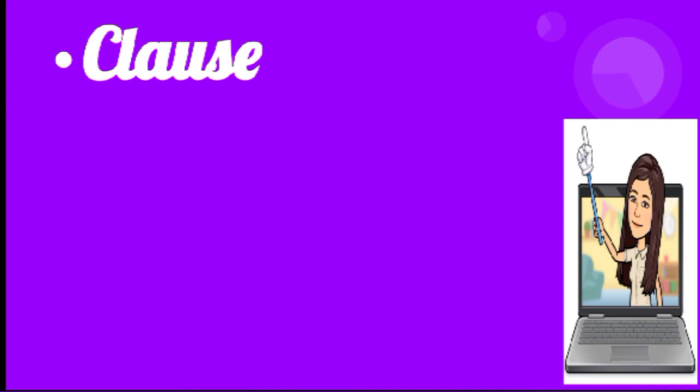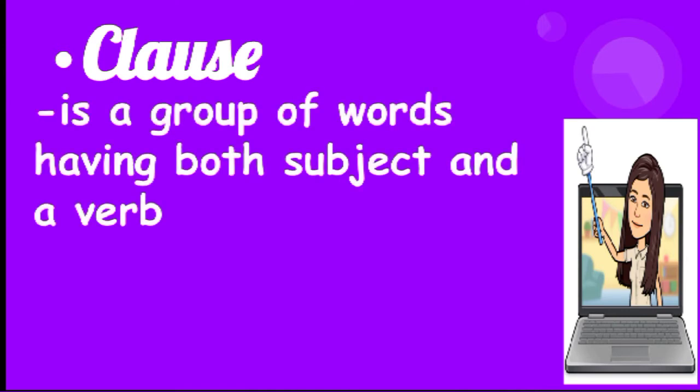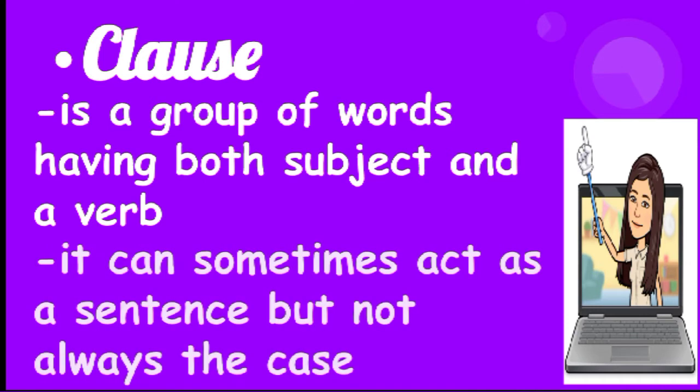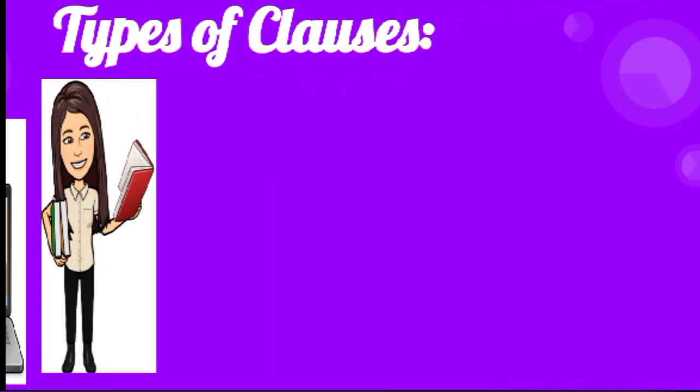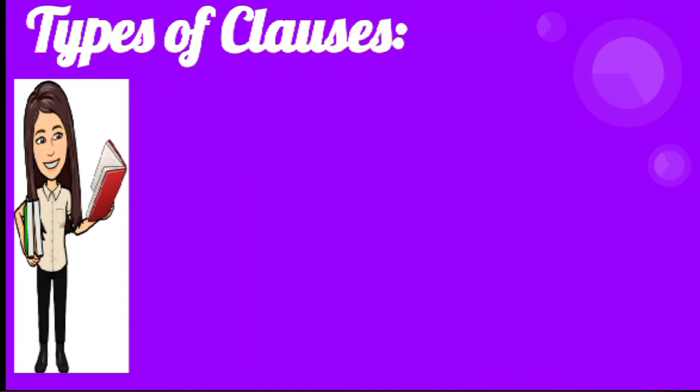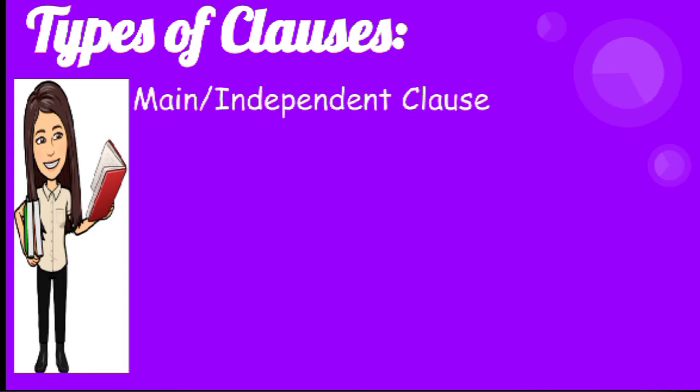Next is clause. A clause is a group of words having both subject and a verb. It can sometimes act as a sentence, but not always the case. Remember, a clause is with a subject and a verb. There are two types of clauses. The first one is the main or the independent clause. It is one that can stand alone as a sentence.